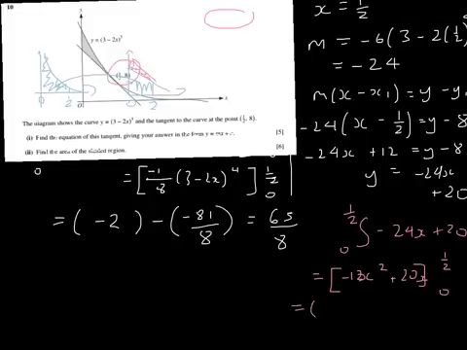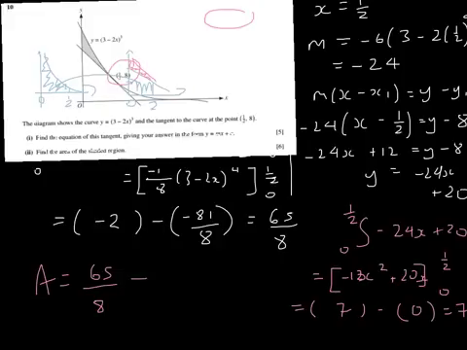So when I substitute in that twice, when I put in 1/2 into that, I get 7, and when I put 0 in, I actually just get 0. So the whole thing just ends up being 7. Cool. So then I go back here, and so my total area is going to be the area under the curved part, which is 65 over 8, minus the area under the tangent, which is 7, which ends up being 9/8.